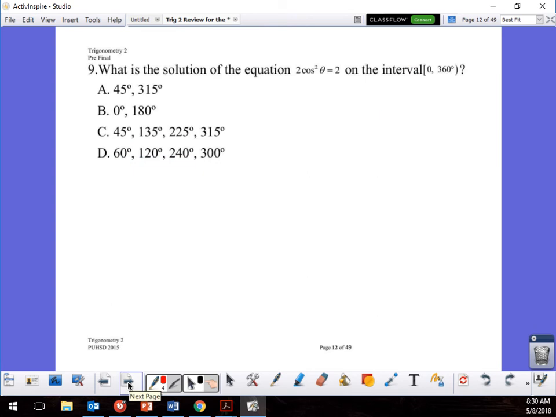What solution of the equation 2 cosine squared theta equals 2? First thing again, what should I do? Equal to 0. So I'm going to be entering 2 cosine squared minus 2 equals 0. And again, my window is from 0 to 360.